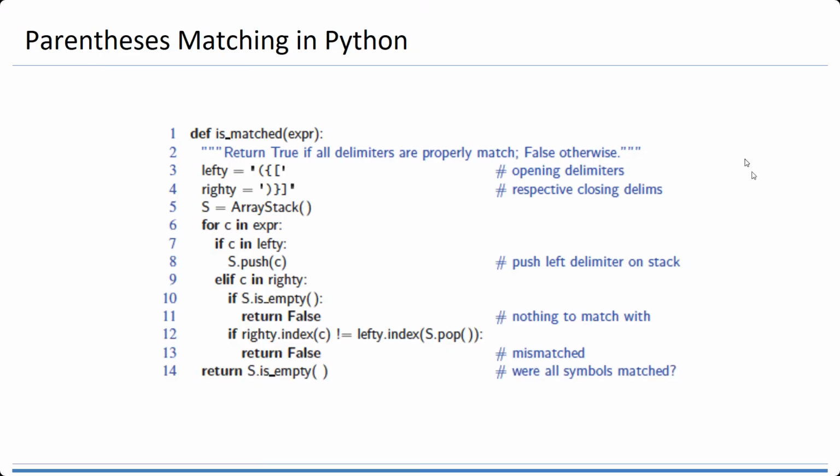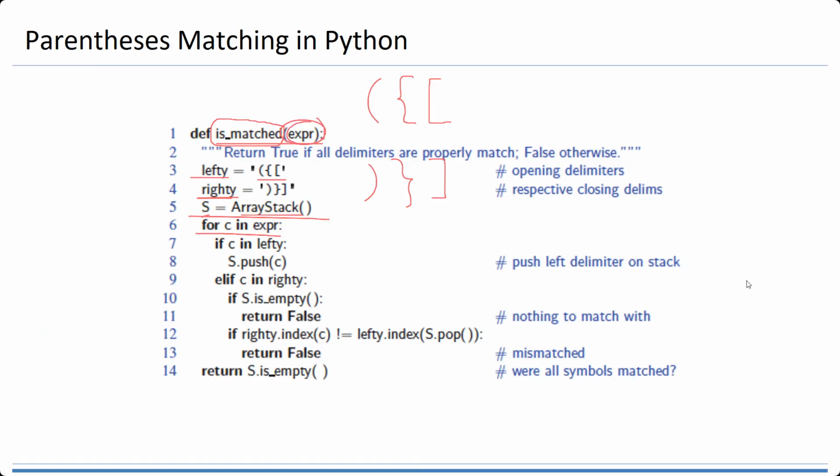So this is the Python code. Let's say this is the function. We have the function is_match, and this is the expression. We have the lefty and we have the righty. So the lefty means I have this parenthesis, the general parenthesis, the curly braces, and the square bracket. And the righty means the closing for the general parenthesis, the curly braces, and the square bracket. Let's define an object S, where S is an array set. Now let's check for c in the expression.